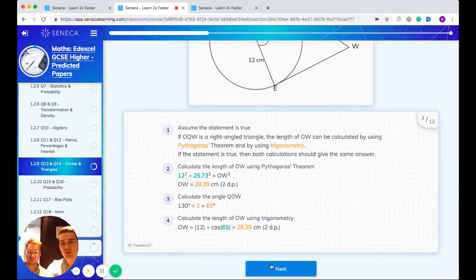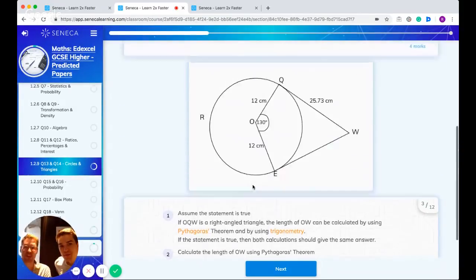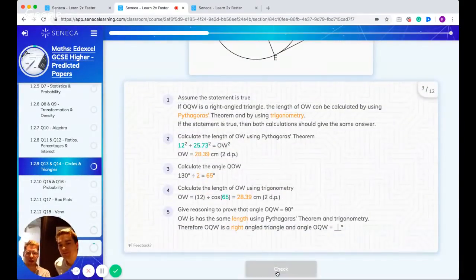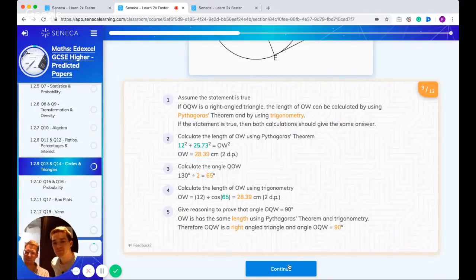And that will give you 28.39. What do you notice? They're both the same. What does that mean? It means that the statement is true. So that angle's 90 degrees. We've proved it. So OW is the same length using Pythagoras and trigonometry. Therefore, OQW is a right angled triangle.